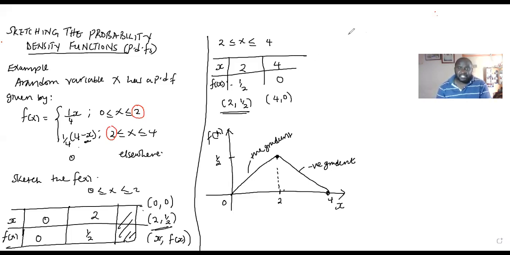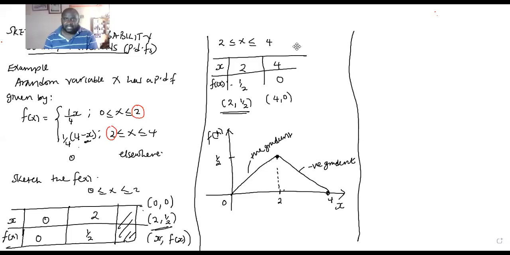when sketching it. Let me get another one. Unless if someone has a question.